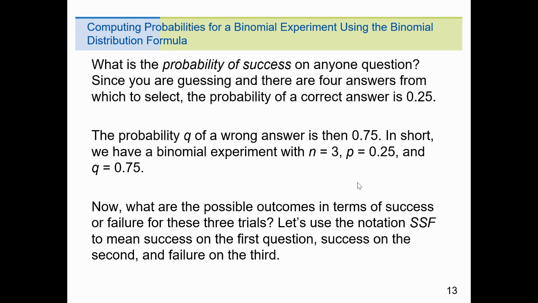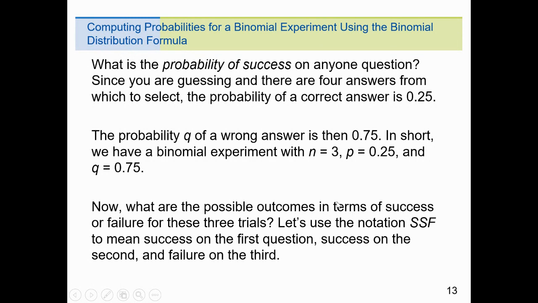What is the probability of a success on any one question? Since you are guessing and there are 4 answers from which to select, the probability is 1 chance out of 4. There's only 1 out of the 4 that's right. 1/4 as a decimal is 0.25. The probability Q of a wrong answer is 1 minus 0.25, or 0.75. In short, we have a binomial experiment. You have 3 trials, 3 questions. Probability of a success, P, is 0.25. Probability of a failure, Q, is 0.75.